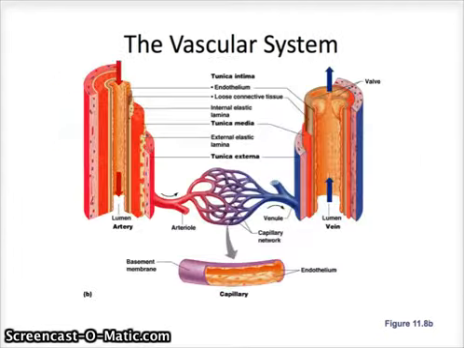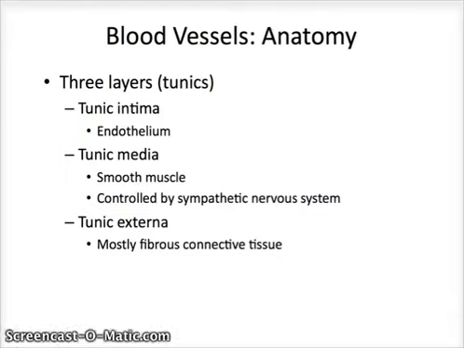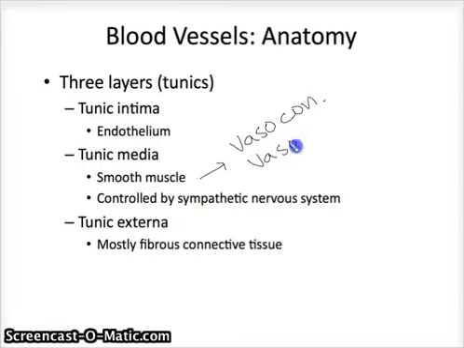Now the important thing to pick up on here is that we have the same three parts in both. The tunica media, the tunica externa, and the tunica intima. When we talk about those, keep in mind that we're looking at the three layers. So we have the endothelium, the smooth muscle, and the fibrous connective tissue. Now the smooth muscle, we talked about this in terms of vasoconstriction and vasodilation. We have to be able to control the size of our vessels.